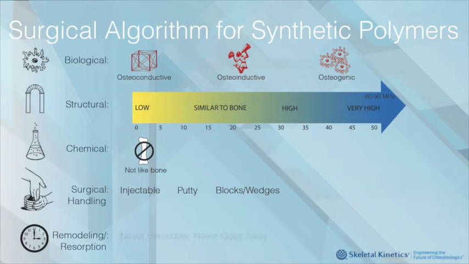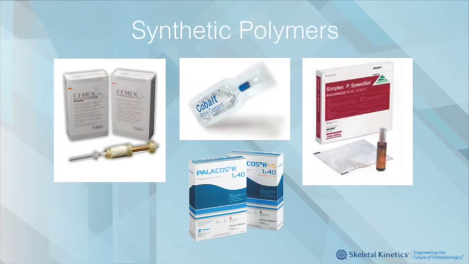The remodeling/resorption time is null and void. These products never remodel, and they never go away. This can lead to further complications if other surgery is required. Examples of synthetic polymers, or PMMA grafts, include Cemex, Palicose, Cobalt, Simplex P, just to name a few.